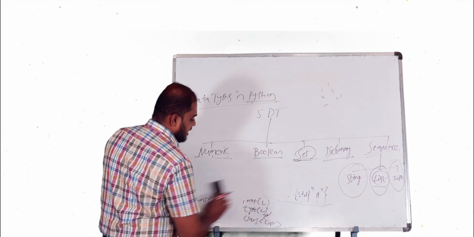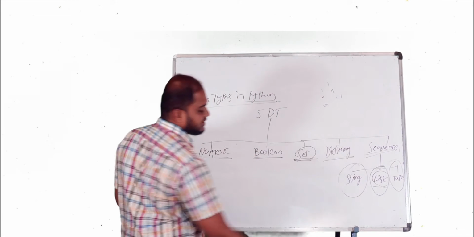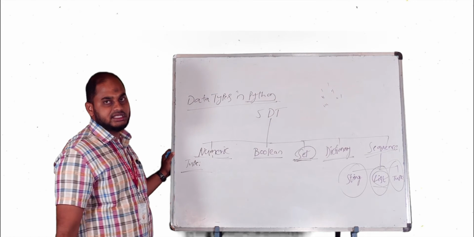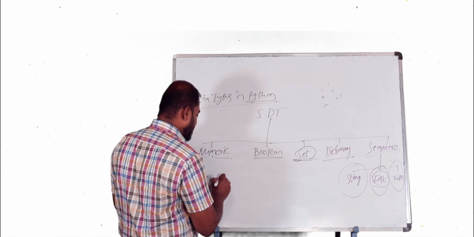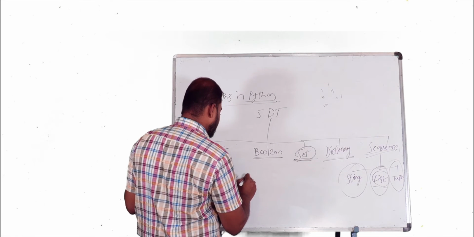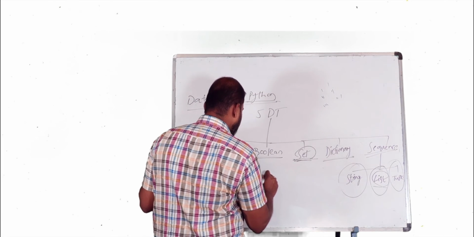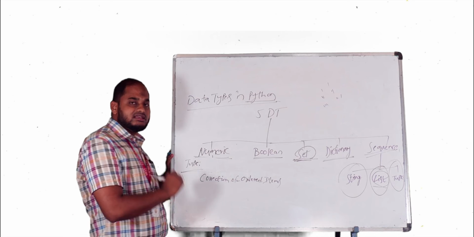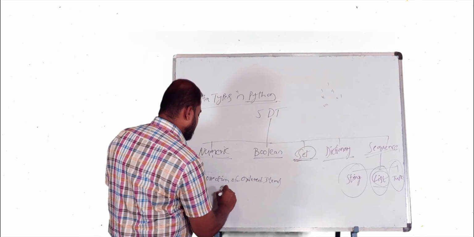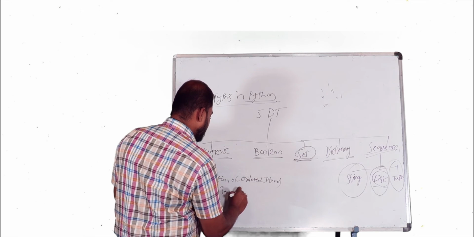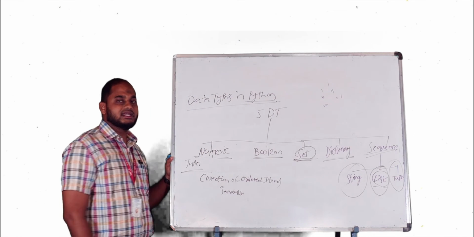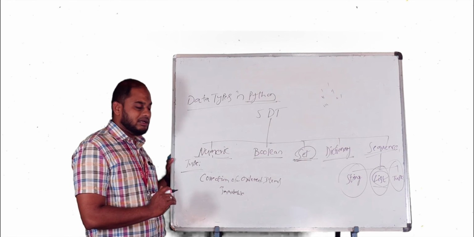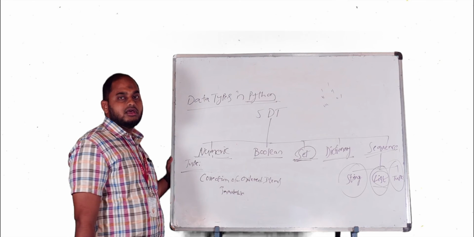Now moving on to the last data type which comes under sequence, the tuple. What is that? A tuple also has the same definition, a collection of ordered items. The only difference between list and tuple is that a list is mutable, whereas a tuple is immutable. Immutable means once a tuple is created, we cannot add or remove elements. Whereas in a list we can do that.